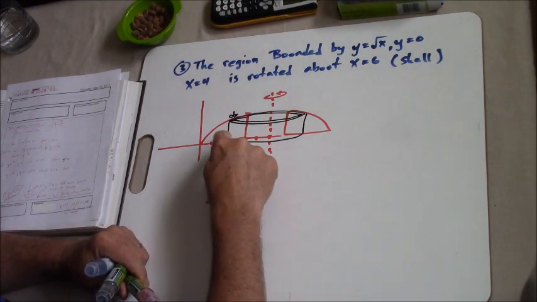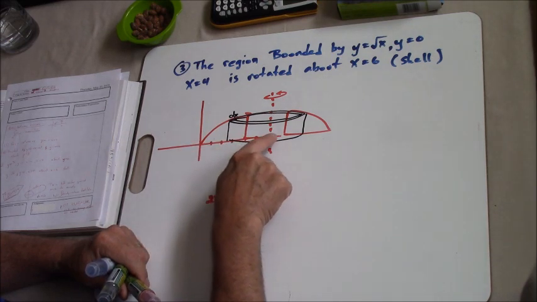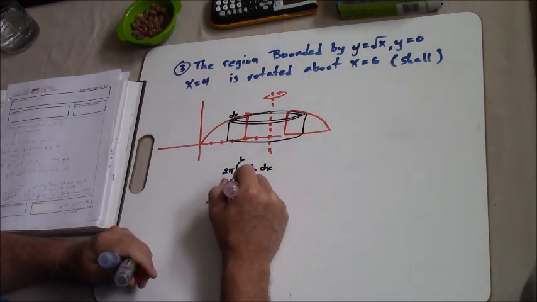As you start putting them around each other, the farthest one out here is going to be at x equals 0. The last one and the smallest one on the inside will be at x equals 4. So we're going from 0 to 4.